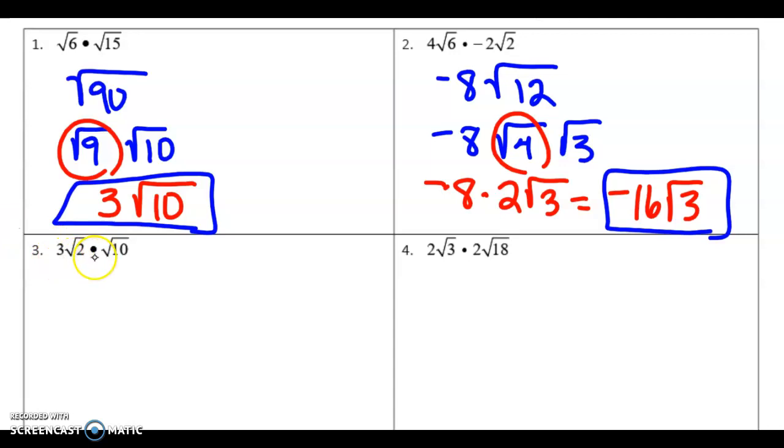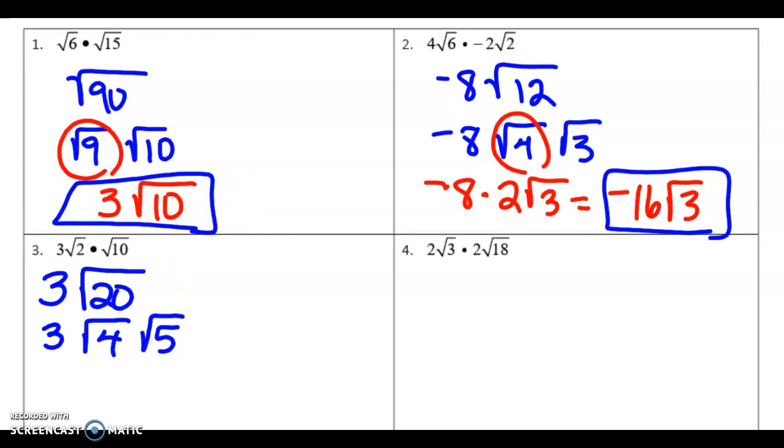Here, 3 is outside, nothing else is outside, so 3 is outside. 2 times 10 is 20. 4 does go into 20, and it's the highest perfect square that does. The square root of 4 is 2. So this will be 6 root 5.